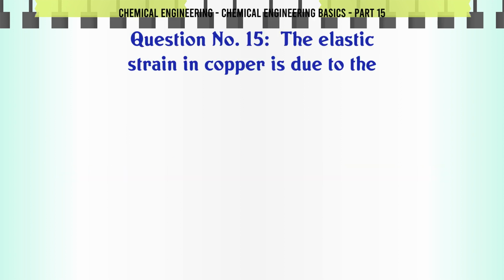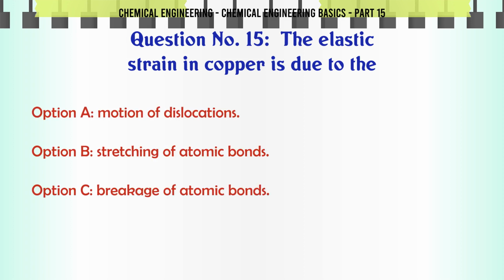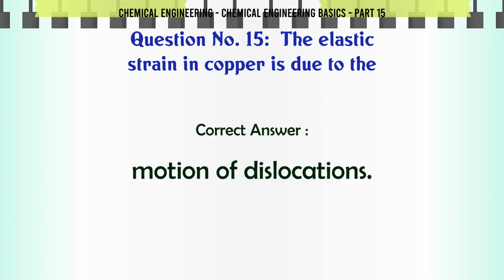The elastic strain in copper is due to the A. Motion of dislocations. B. Stretching of atomic bonds. C. Breakage of atomic bonds. D. None of the above. The correct answer is motion of dislocations.